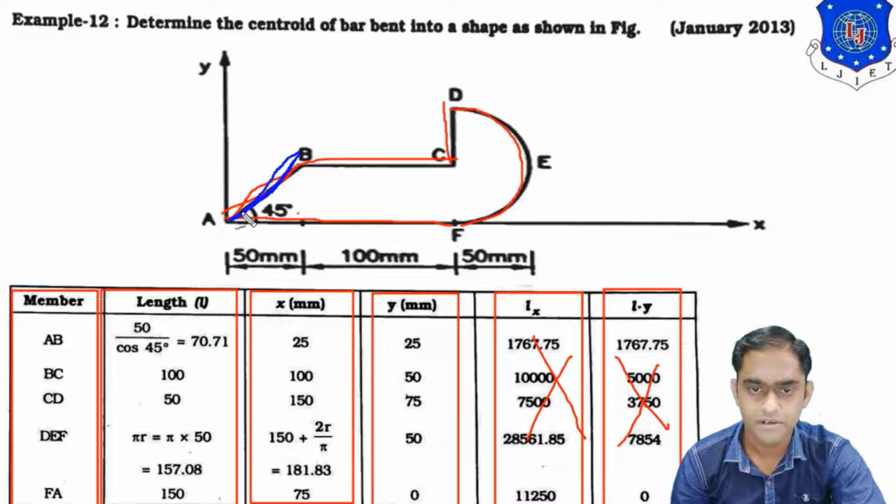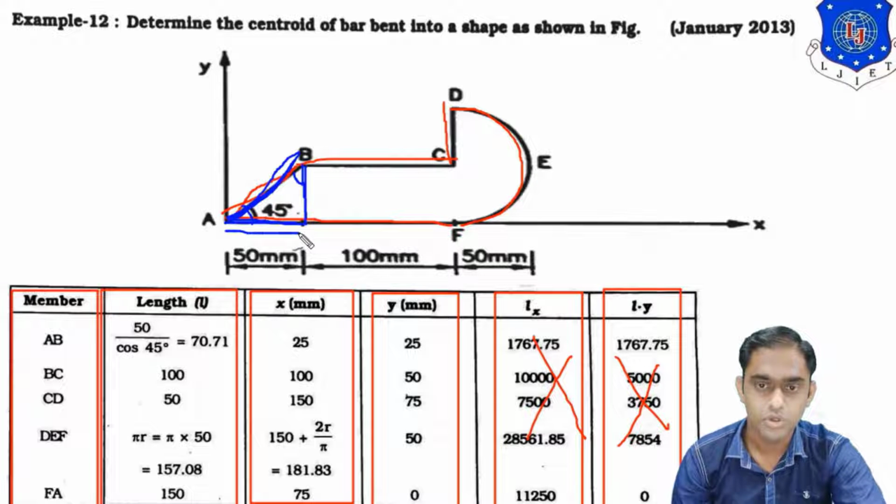For part 1, the length of line AB is not given to you. But if you form a triangle like this, the angle is 45, so the other angle is also 45. Remember the mathematics: when both angles are 45 degrees, the base and height of the triangle will be the same. Here the base of the right angle triangle is 50 mm, so the height will also be 50 mm. By Pythagoras theorem or by trigonometry, you can find this length AB.